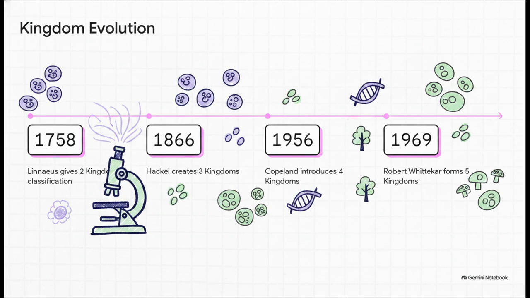But, as microscopic technology evolved and our field of vision blew wide open beyond the naked eye, our understanding of life completely transformed. This kicked off a centuries-long puzzle to build a better system. We're going to track this evolution across four major leaps, moving from a basic two-kingdom system in 1758 all the way to the famous five-kingdom system in 1969.